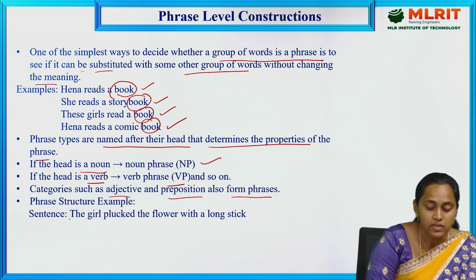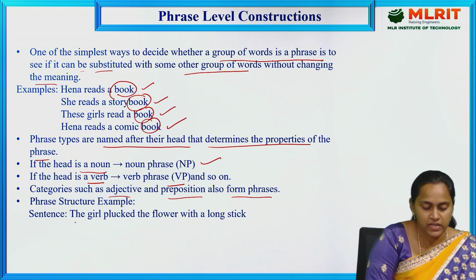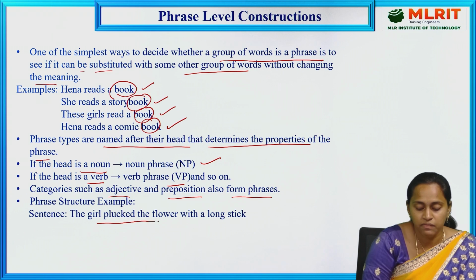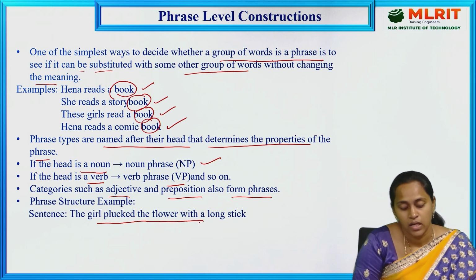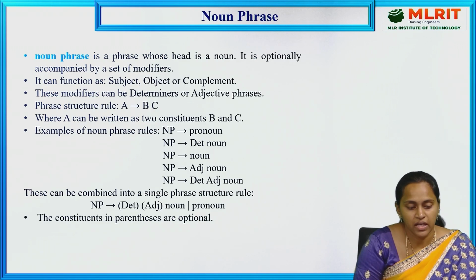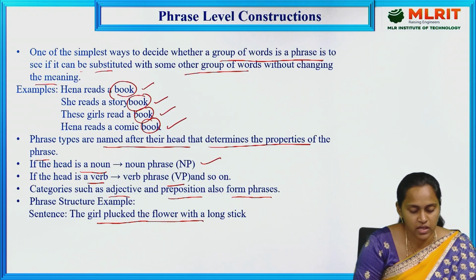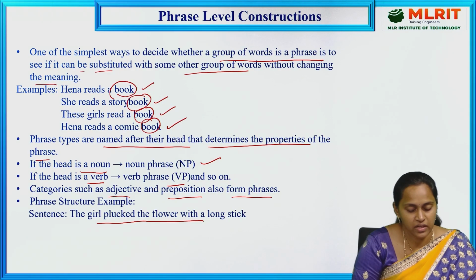Let's see the structure of the phrase level constructions. Here see the example. The girl plucked the flower with a long stick. This is one of the examples for the phrase level constructions.